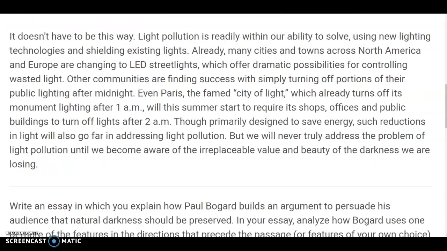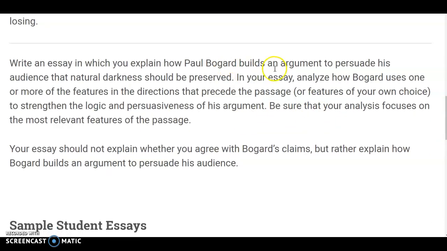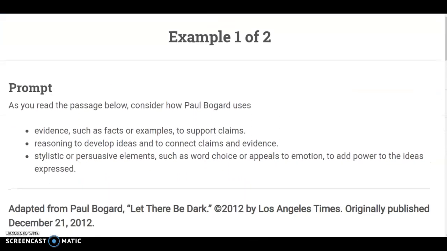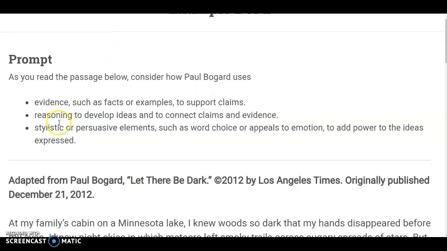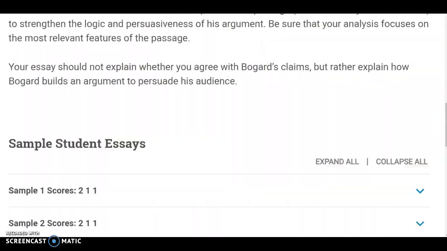So let's look over here. "Write an essay in which Paul Bogard builds an argument to persuade his audience that natural darkness should be preserved. In your essay, analyze how Bogard uses one or more of the features in the directions that precede the passage." These are the directions that precede the passage: ethos, logos, pathos. All right.